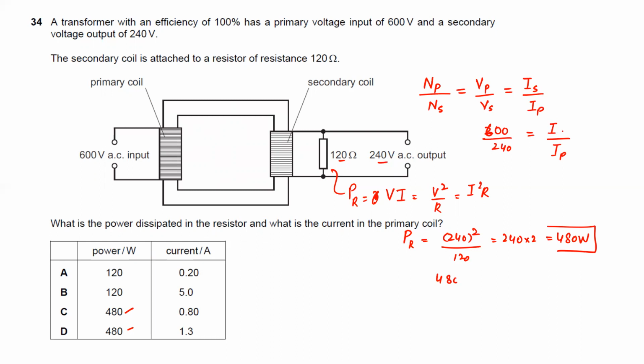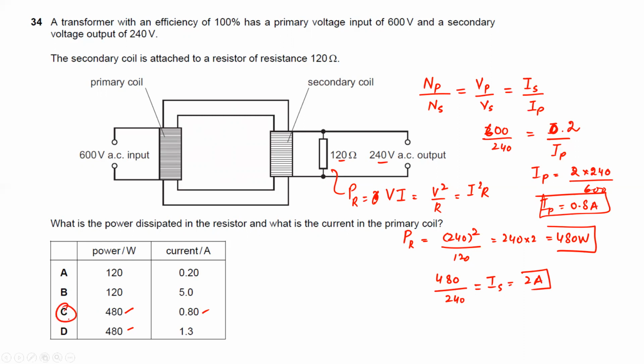So power is 480 watts. If I divide it by 240 volts, that gives me I secondary, which is equal to 2 amperes. So I secondary is 2 amperes here. So I primary is 2 into 240 divided by 600, and I primary becomes equal to 0.8 amperes. So answer C is the right answer for this question.